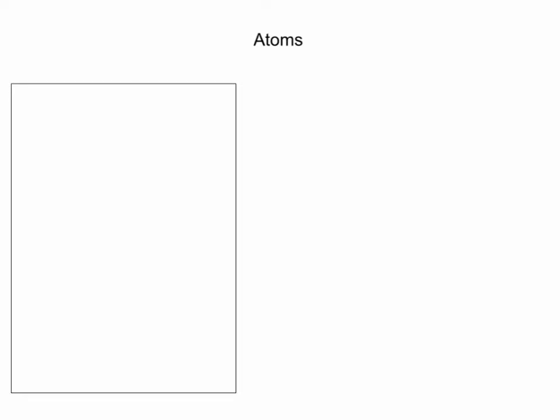So we've been talking a lot about particles, little pieces of things, and probably have mentioned the term atom, but what exactly is an atom? Well, an atom is the smallest particle of an element that still has the same properties of that element.